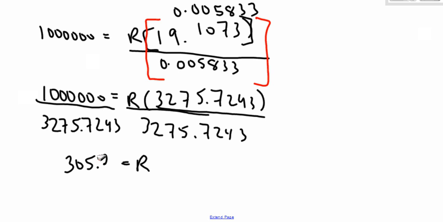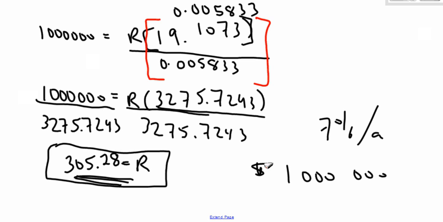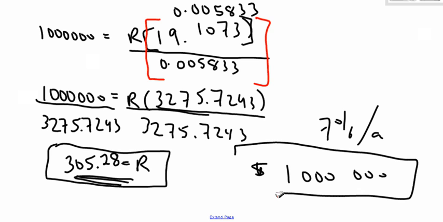$305.28. So if starting now you had $305.28 and you found an account that paid you 7% interest per annum, compounded monthly, and every month for the rest of your life until you're 60 you deposited $305.28, when you're 60 you'd have that lovely $1 million. And if you do that, why don't you look me up and give me some of it for helping you do the math. I'm not kidding.